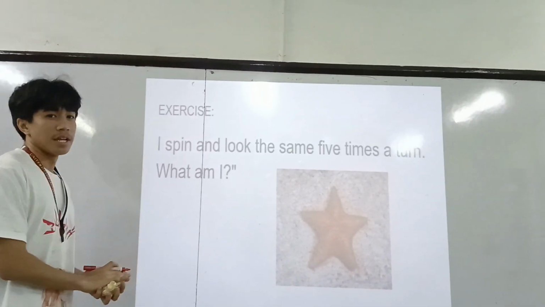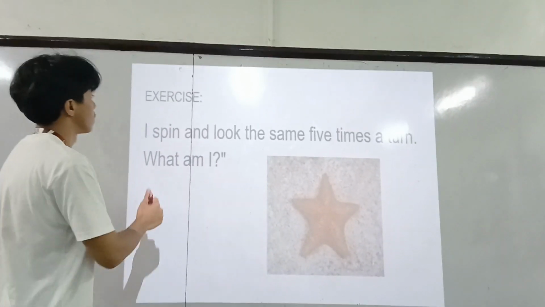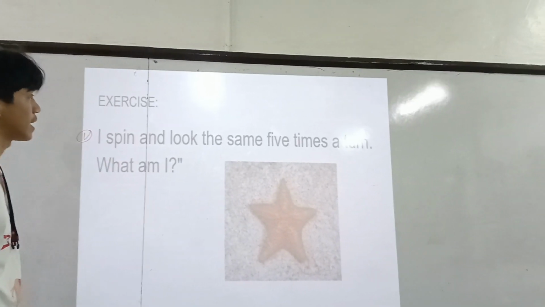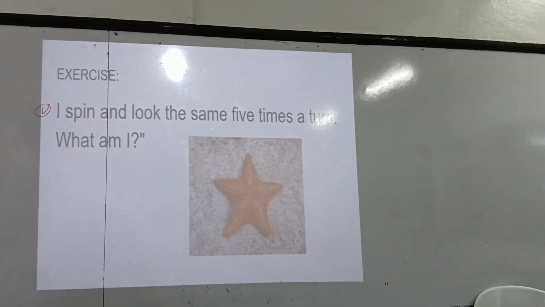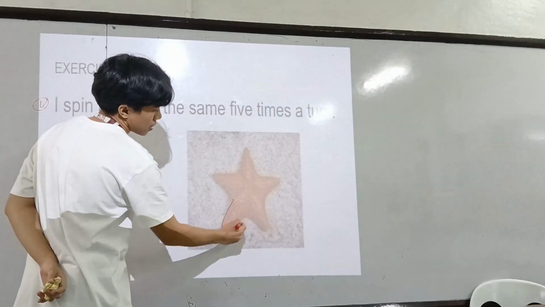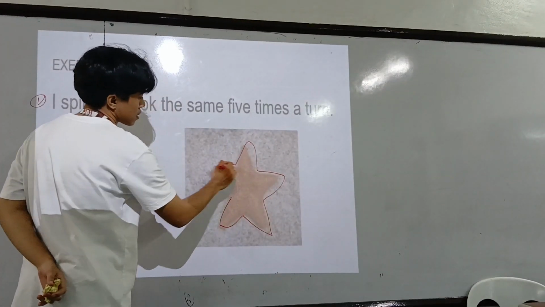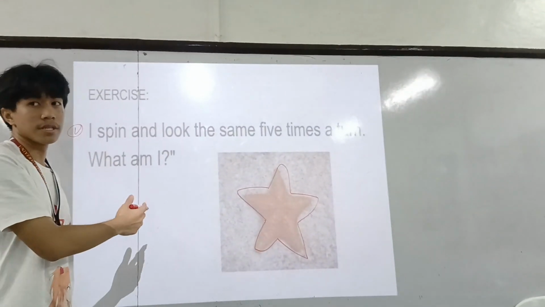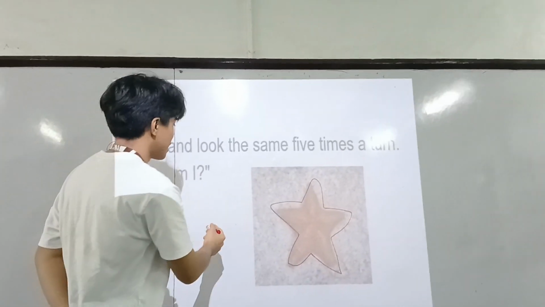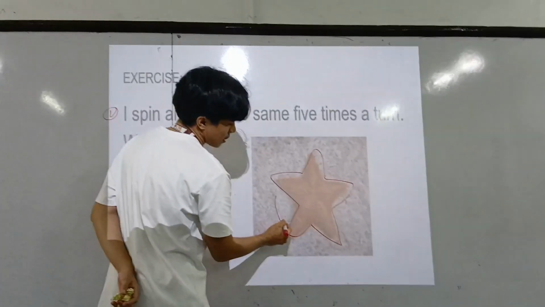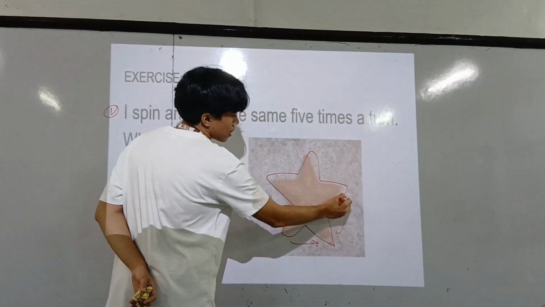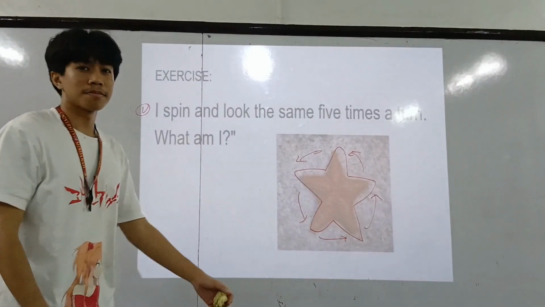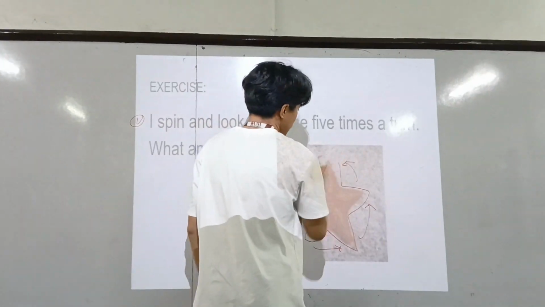So, let's have an exercise. First, I spin and look the same 5 times after bottom right. Another picture, we have a starfish. What kind of symmetry is this? How about rotational? Because in any direction, when the starfish is rotated, the symmetry will still look the same. So, let's move on to the next one.